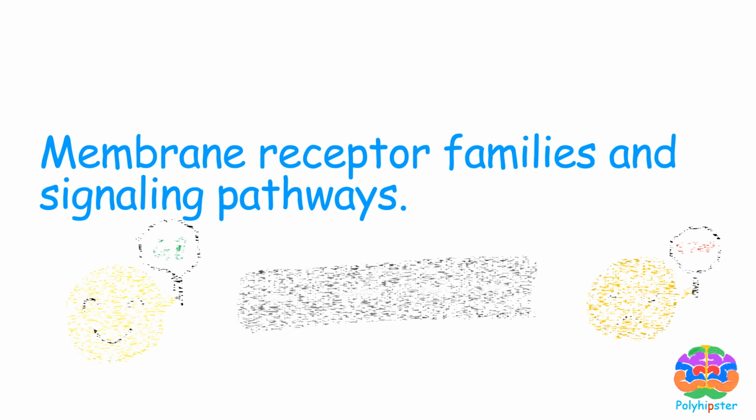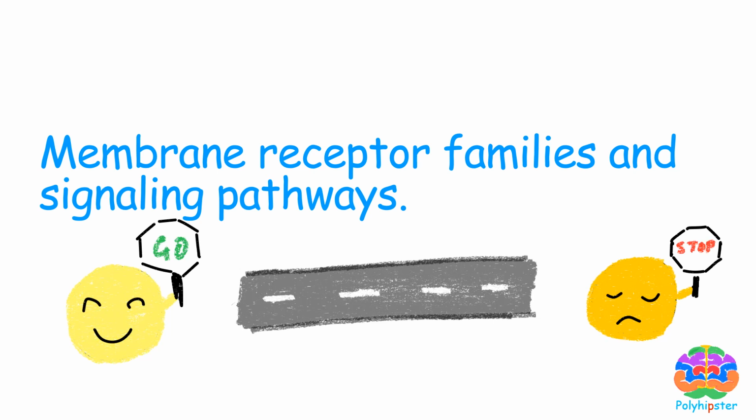This is a very short video to introduce various membrane receptor families and signaling pathways of our endocrine system. These are the main systems or pathways that regulate and control hormone secretion and their actions in our body.